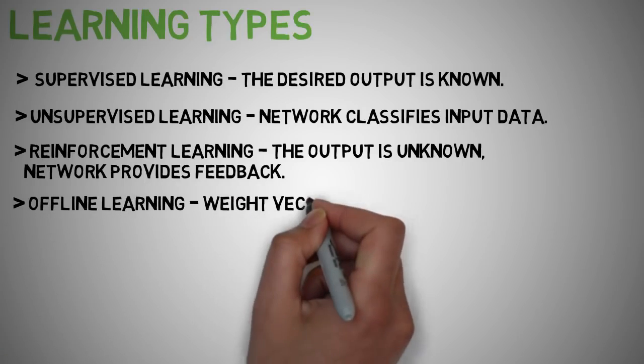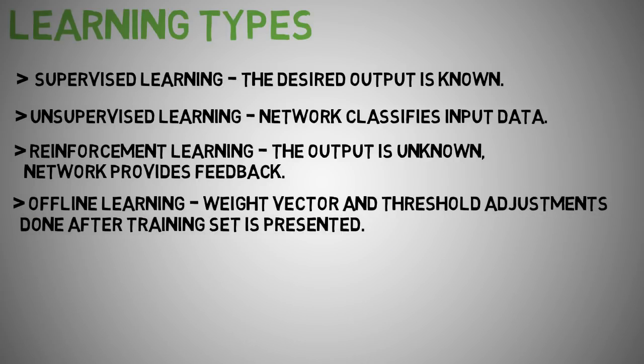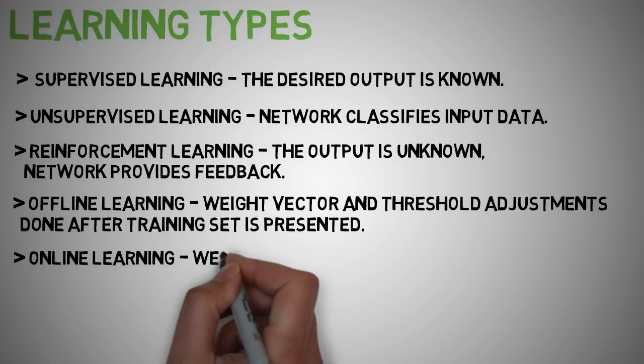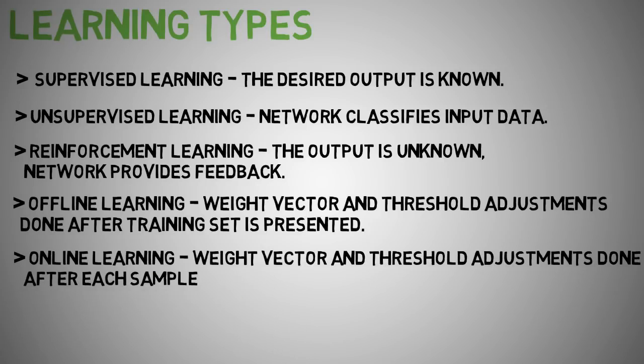Offline learning. This is where the adjustment of the weight vectors and the threshold is done only after the training set is presented to the network. It is also known as batch learning. With online learning, the adjustment of the weights and threshold is done after presenting each training sample to the network.